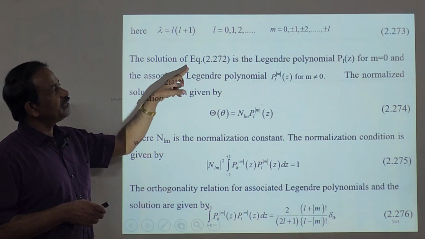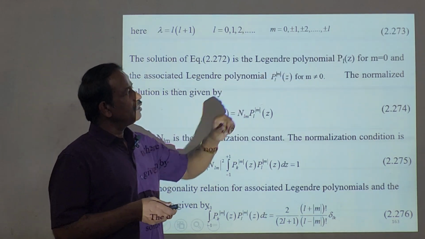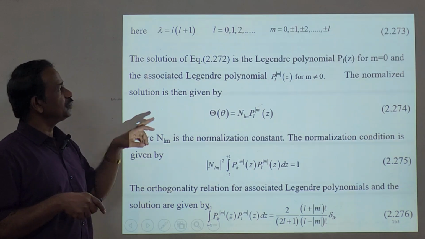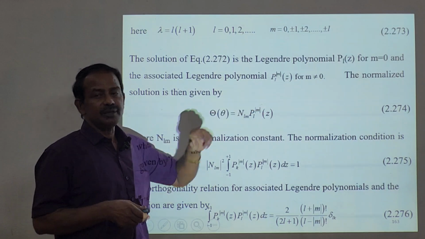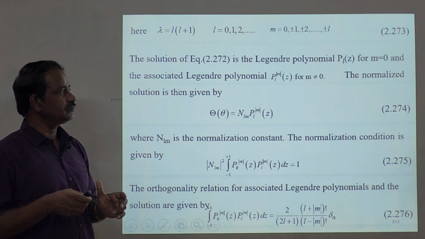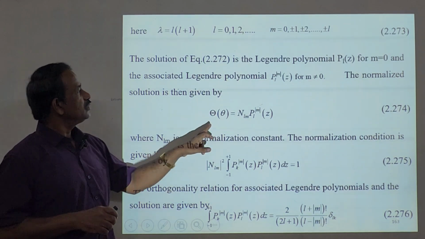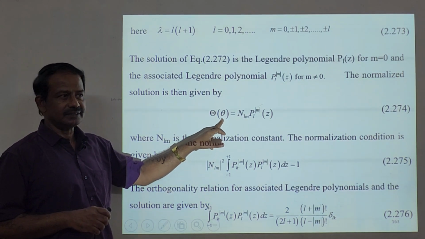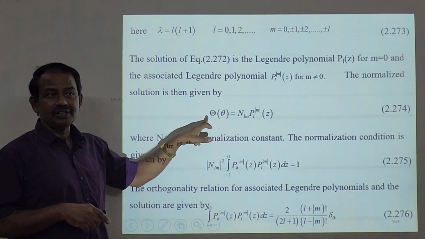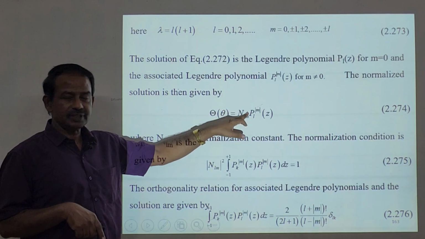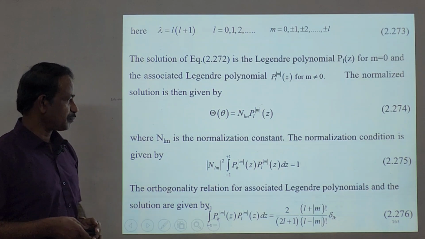Okay, the solution of equation 2.272, the previous equation, is the Legendre polynomial, which is given by P_L of Z for m equal to 0, and the associated Legendre polynomial P_L^|m| for m not equal to 0. So we have both the things, m equal to 0 as well as m not equal to 0. The normalized solution is given by this expression for the theta part. So this is your Legendre polynomial, normalized one. This is your normalization constant. Of course, this part will be your Legendre polynomial.